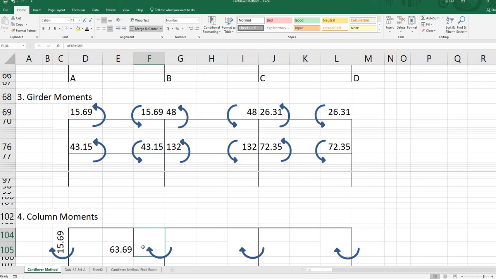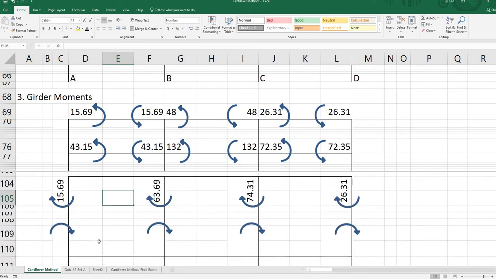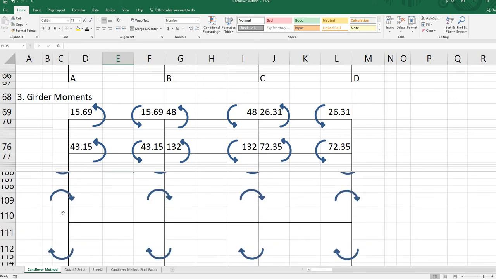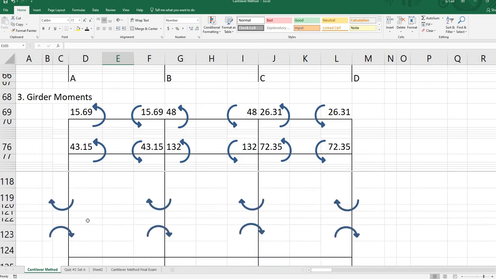Okay? So same thing here, it is simply the sum of these girder moments, and then ito naman the sum of the girder moments 26.31 plus 0. Ganun lang ang ibig sabihin nun. Okay, so I will unhide. Ayan. And then, dito na tayo ngayon sa third floor. Okay? 3, 2, 1.